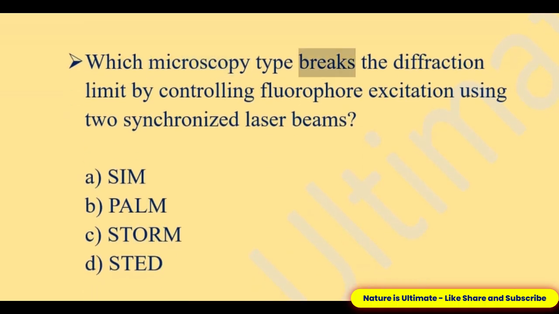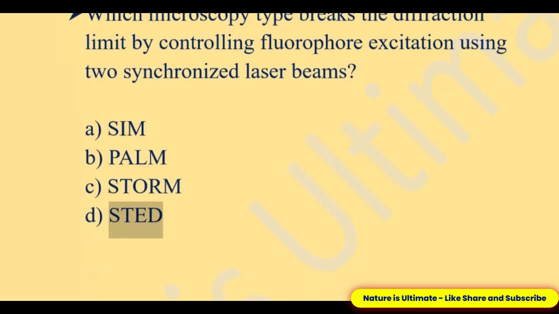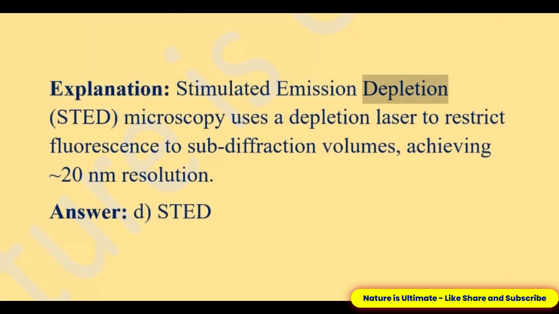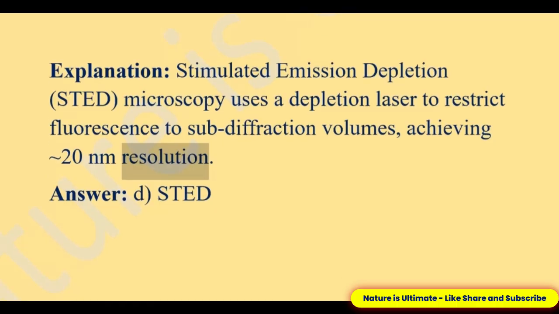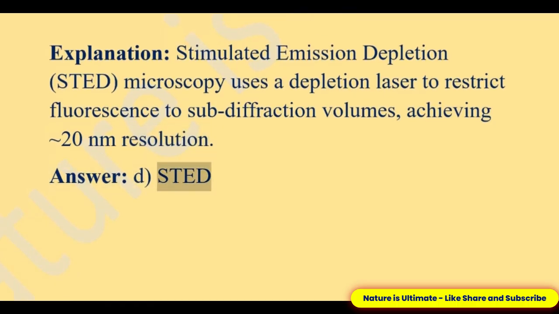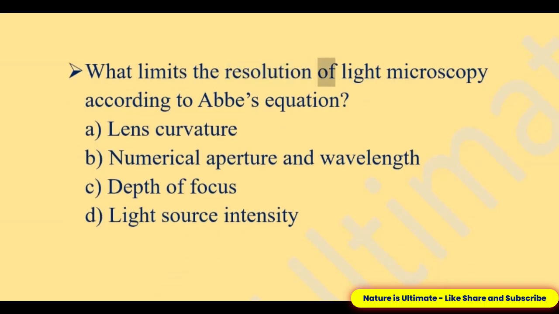Which microscopy type breaks the diffraction limit by controlling fluorophore excitation using two synchronized laser beams? A. SIM. B. POM. C. STORM. D. STED. Explanation: stimulated emission depletion, STED, microscopy uses a depletion laser to restrict fluorescence to sub-diffraction volumes, achieving 20 nm resolution. Answer: D. STED.